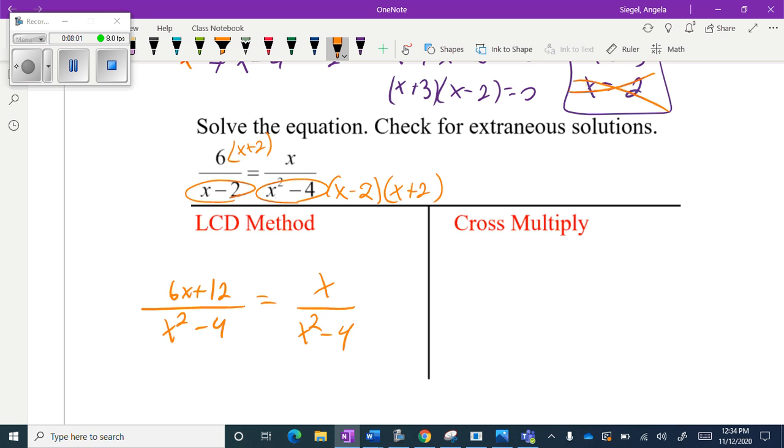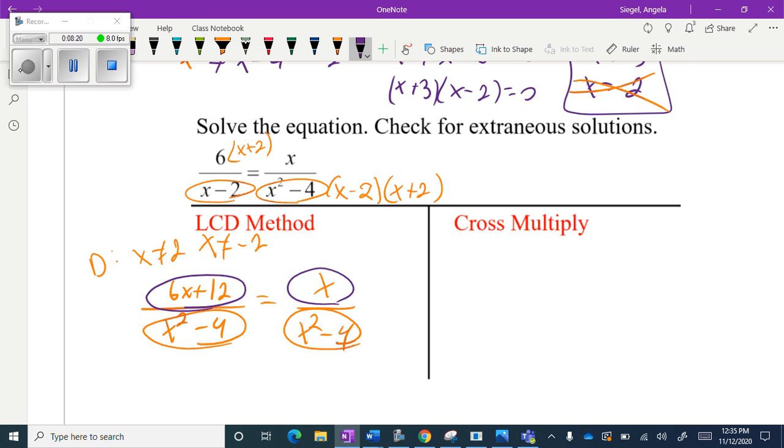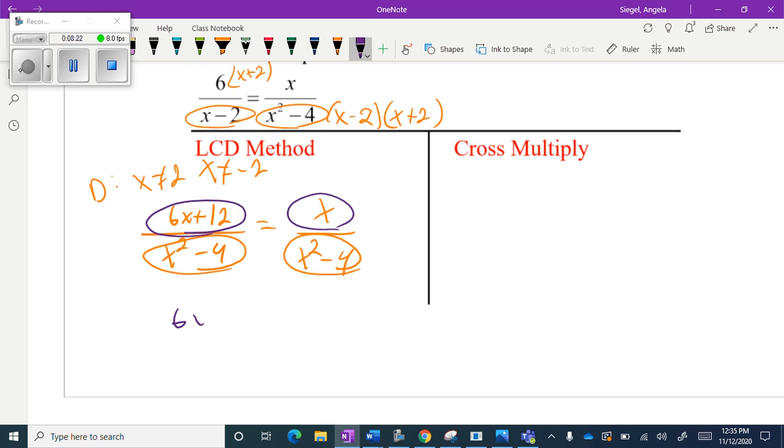First thing, let's talk about the domain. So x cannot equal 2, x cannot equal -2. So I know that much. If these are set equal to each other already, then I don't really need to worry about those. I just need to worry about these 2 on top. So 6x plus 12 equals x. Let's see what happens there. I'm going to subtract 6x from both sides. Divide by -5. So x equals -12/5.